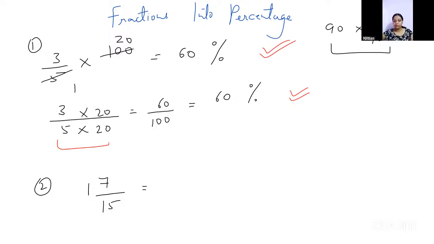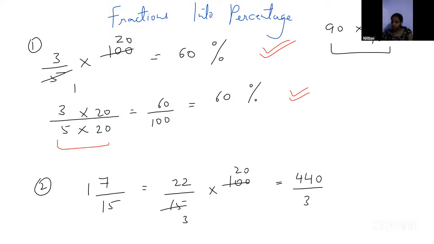15 plus 7, 22 divided by 15. Now we can just multiply by 100, cancel with 5. 5 threes are 15, and 5 twos are 10 and 0. Multiply. 22 times 2 is 44 and 0. 440 by 3. So this is either going to be your answer, 440 by 3%, okay?